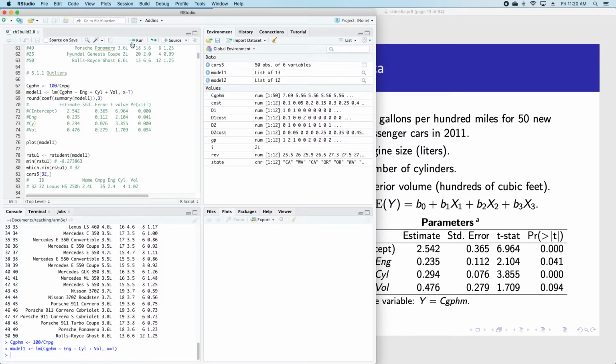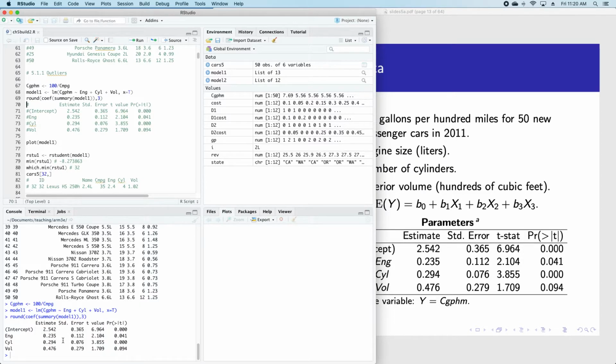And if we just take a look at the coefficient estimates, we can see 2.542 for the intercept, 0.235 for the regression parameter that goes with engine, and so on.